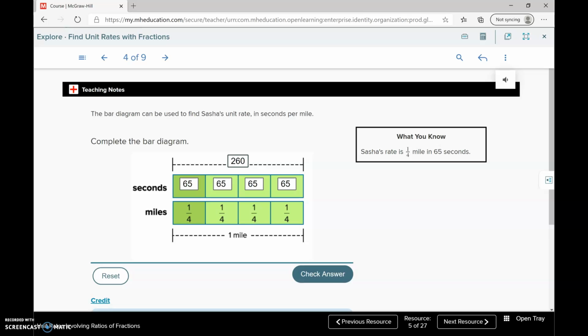Okay. 260 seconds, 65 seconds for each quarter mile. I just plugged it in and did some basic addition. We got it right. So it's just breaking it down. If this said fifths, I'd have 5 pieces to do it with. Bar graphs work to break it down into those pieces.